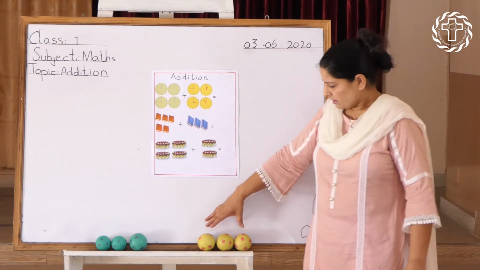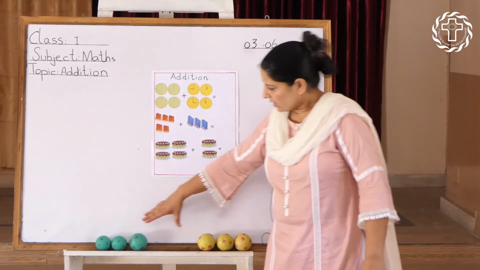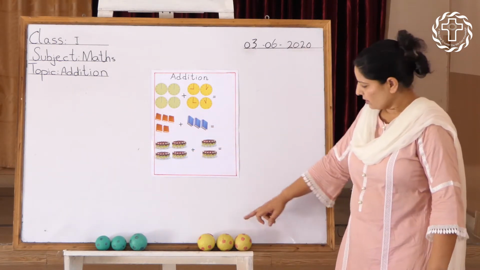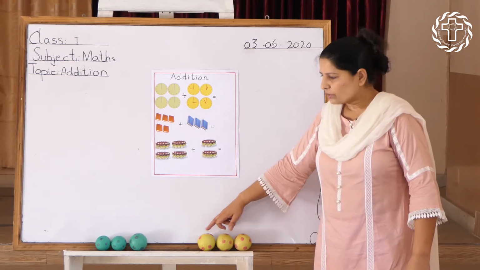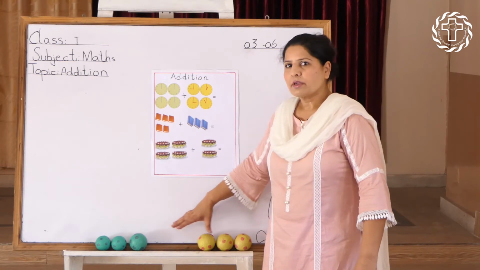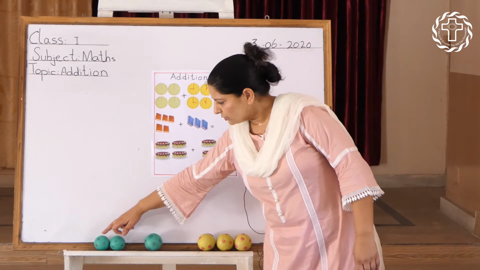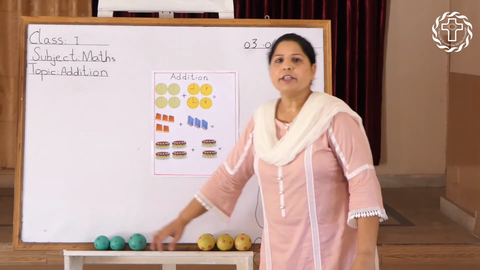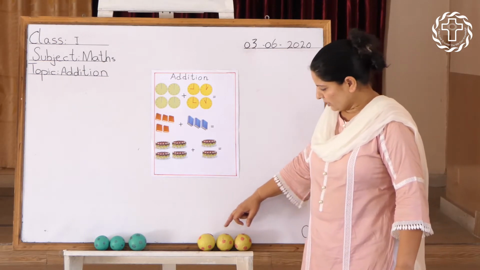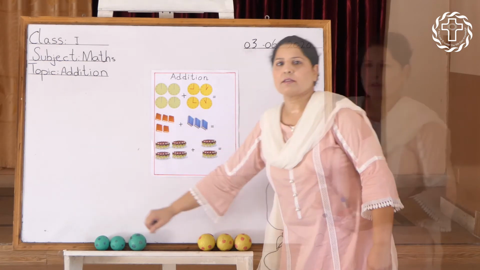Let's see. These are balls. They are yellow and these are green. Let's count how many are together. 1, 2, 3. 3 are yellow plus 1, 2, 3, and the 3 are green. How many are together? 6. Let's count 1, 2, 3, 4, 5, 6.